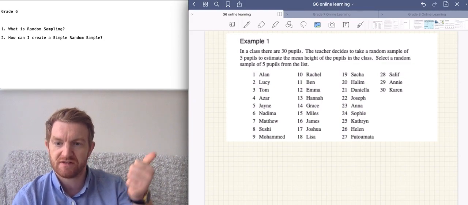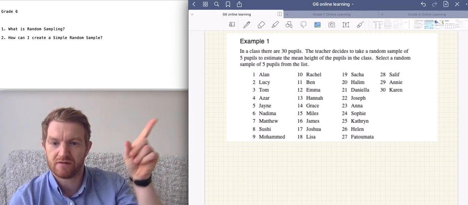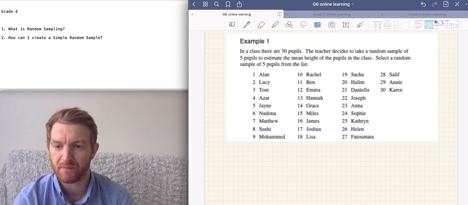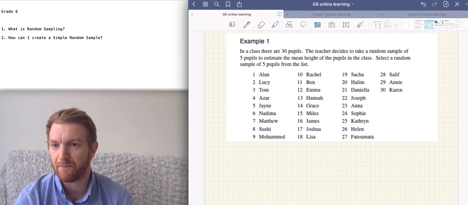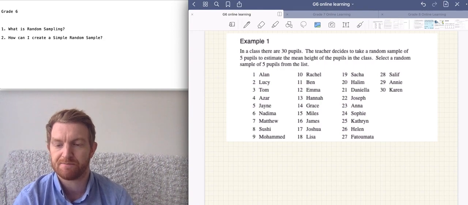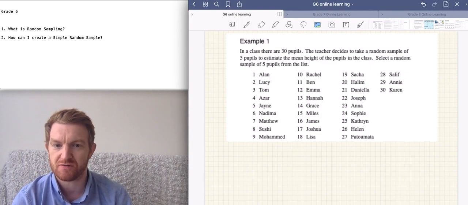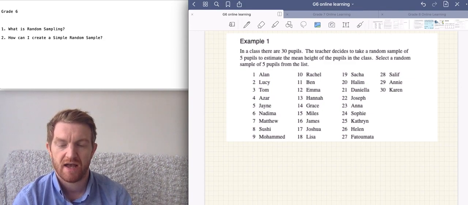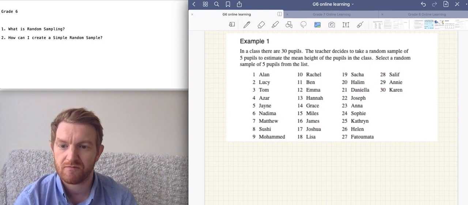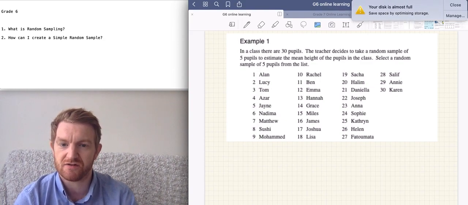So the first thing you'll notice is that if you look along this data, I've given everybody a number. When you do a random sample, it's important that you give everybody a number. It makes your life much easier. So instead of saying Alan, which is qualitative data, I'm going to use the number 1, which is quantitative. And then Lucy is 2, and Tom is 3, all the way up to Karen, who is 30. And I'm just going to choose 5 of these at random. Now, random is a word that's often misunderstood.